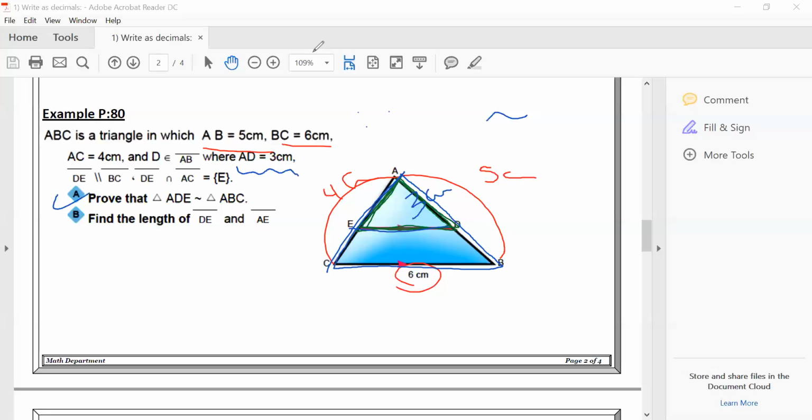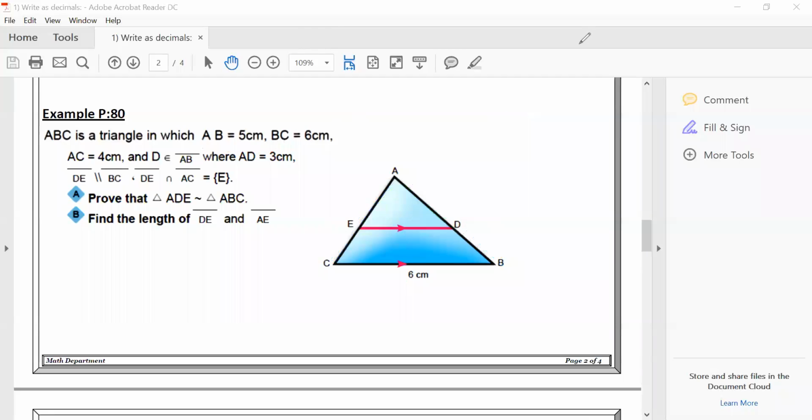Do you have the 6 sides of the two triangles? No, you have only 4. You have AB, BC, CA, and AD. You don't have DE and EA. So you couldn't prove the similarity by sides. So let's think about the other condition, which is the angles. Do you have the angles? Can you prove that the 3 angles in one of them equal the 3 angles in the other?